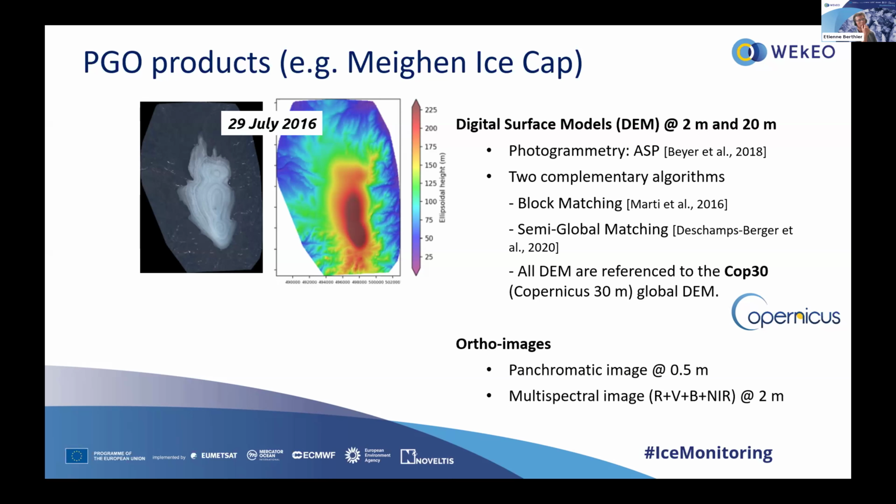And this is important. It means that it creates some homogeneity in our database. It means that the DEMs are readily usable because they can be compared to other data sources, other topographic data. And we also generate ortho images at 0.5 meter resolution, or 2 meter for the multispectral images.